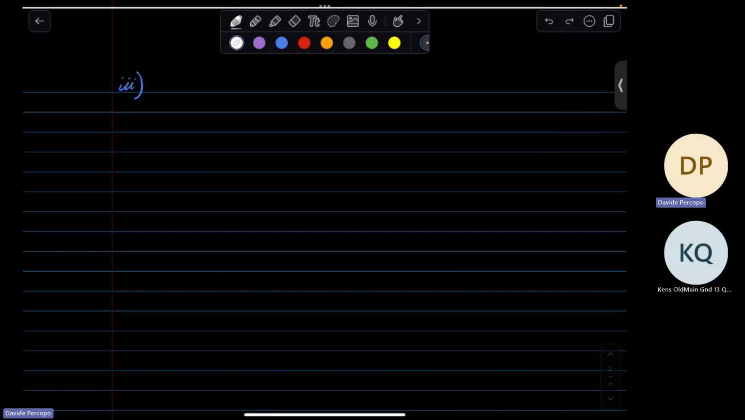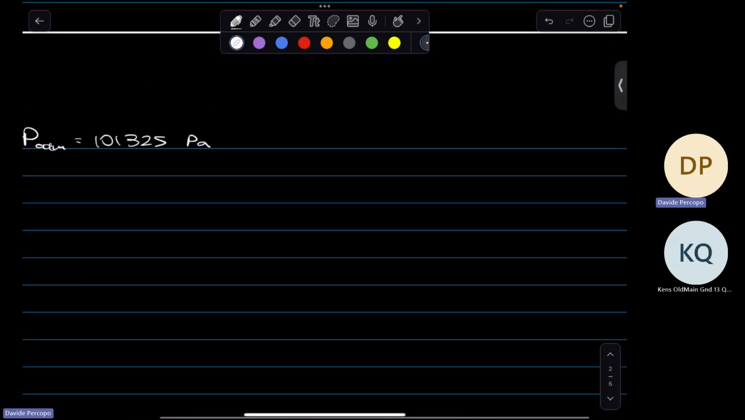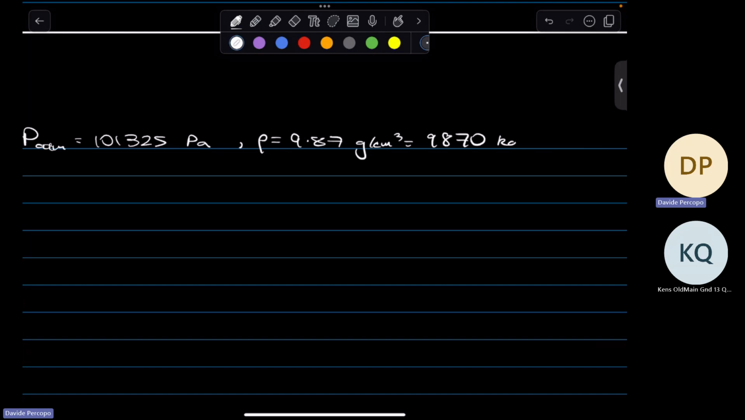Similar to the question before, we know that P atmosphere is equal to 101,325 pascals. That's an SI unit, so we're all good. Rho was 9.87 grams per centimeter cubed, which is 9,870 kilograms per meter cubed.